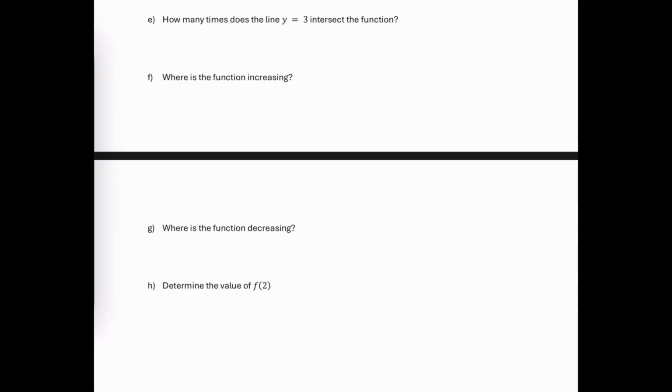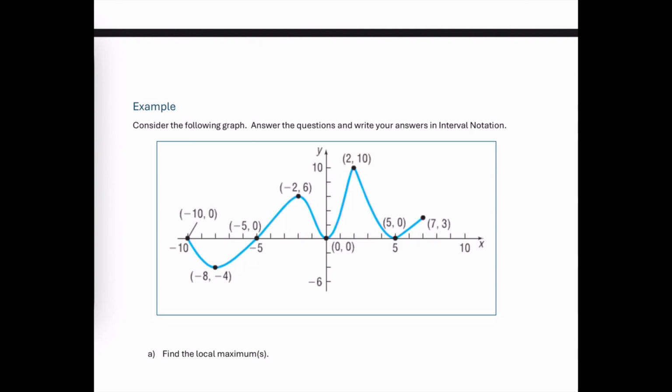Now we have a few more questions to answer. Part E says, how many times does the line y is equal to 3 intersect the function? So if we go back up to our graph here, y is equal to 3 is a horizontal line that's going to pass through the y value 3.